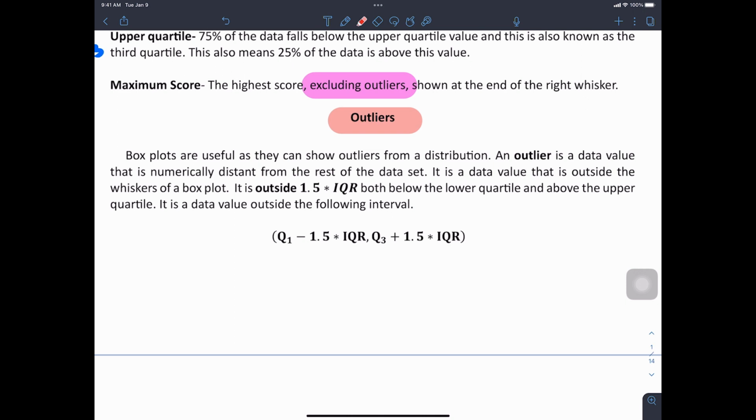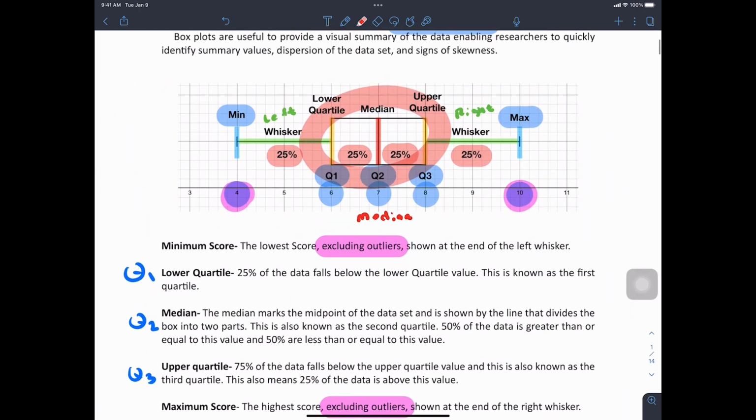But we're really talking about data values as outliers. Now you say, what does it mean to be an outlier? Well, here's the deal. An outlier is a data value that is numerically distant from the rest of the data set. That's pretty much what I'm saying. Now, how far does it have to be? It has to be outside the whiskers of a box plot. Outside the whiskers? Yes. You say, what's a value outside the whiskers? Well, any data value that would be over here, over here, over here, over here to some degree. It's outside the whiskers to some degree.